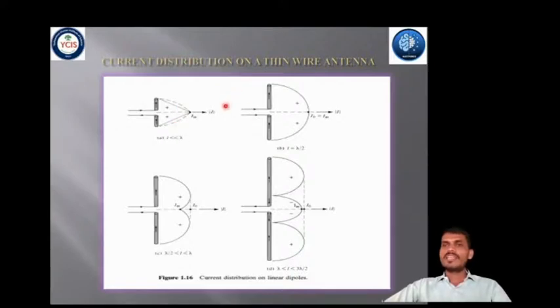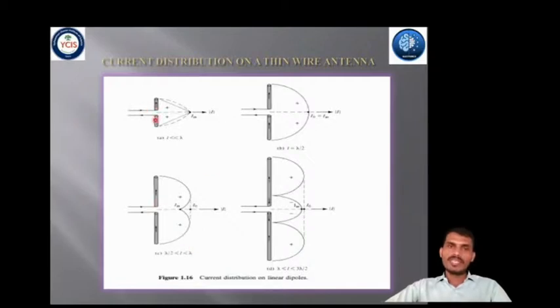Now when L is equal to lambda by 2, this is the current distribution, and the symbols are the same, plus and minus, indicating the direction traveled by that particular electromagnetic wave. The third one is lambda by 2 less than L, and L less than lambda. That means the length of that particular dipole is in between lambda by 2 and lambda.